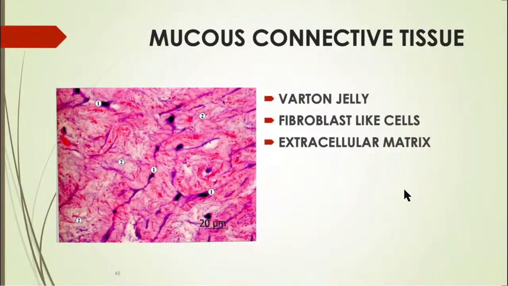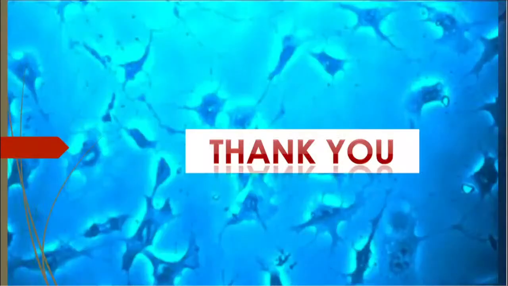And mucous connective tissue. This is the connective tissue of the umbilical cord, containing fibroblast-like cells. We have seen it like fibroblasts, but very dense, with extracellular matrix. Fibers are not very well developed in this case, and this is a specialized tissue to prevent destruction and pressing of vessels in the umbilical cord.